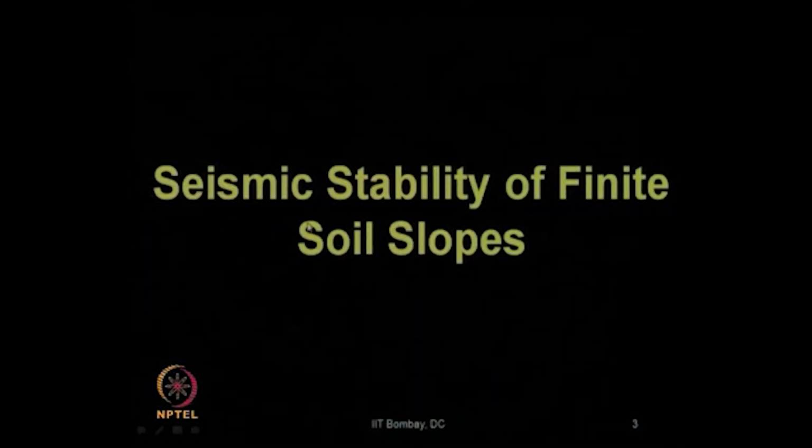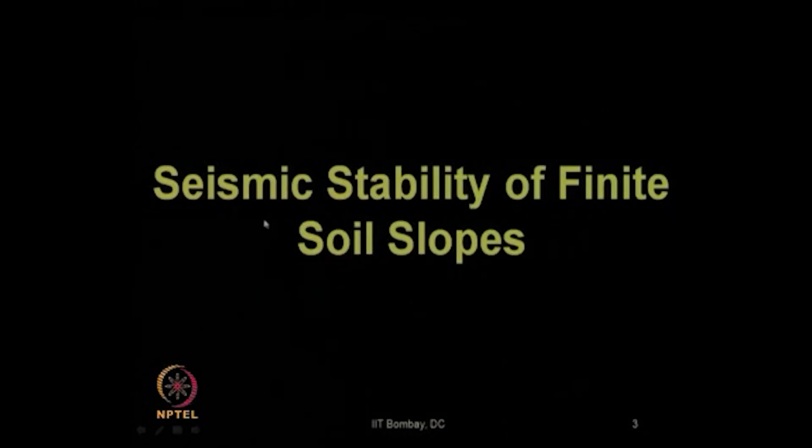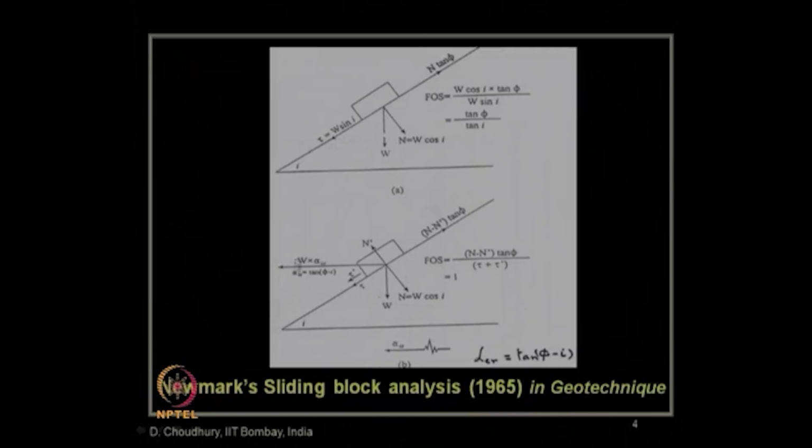In the previous lecture, first we discussed the seismic stability of finite soil slopes. In that, we started with the basic concept of Newmark sliding block analysis, which was proposed in 1965. It is available in the journal Geotechnique. That is how a sliding block mass can tend to slide through a sloping ground, and how to determine the factor of safety considering this additional pseudostatic inertia force.